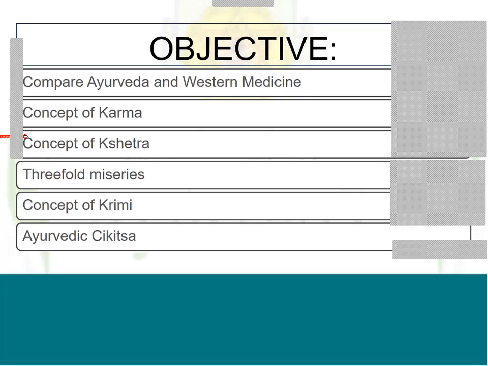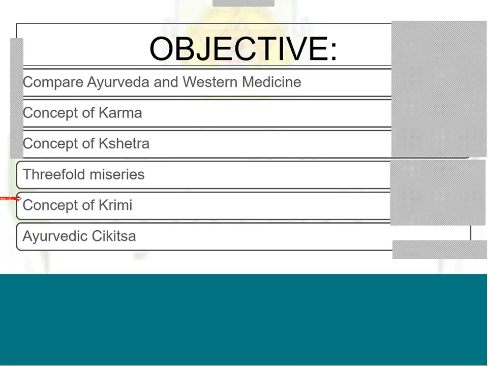Kshetra can mean a field, like a field where you might plow rows and plant seeds and water seeds and plants grow and plants are harvested. So what is the concept of kshetra in the context of Ayurveda? What are the threefold miseries? You will often hear these referred to in Ayurvedic texts. So we'll talk about those. What are they? The concept of krimi.